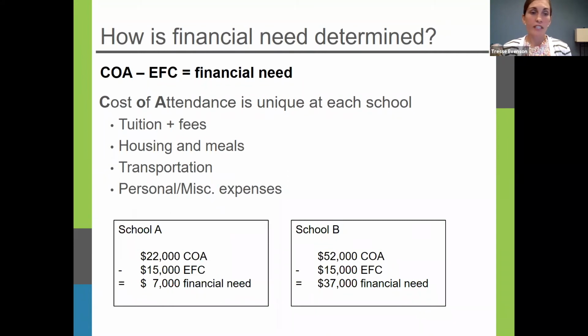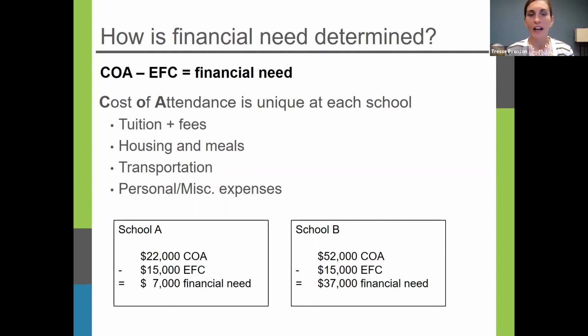Transportation and personal or miscellaneous expenses are usually averages or allowances that a school will calculate that the typical student pays. Transportation is to and from campus for class. It might be transportation to and from campus for breaks and holidays, that type of thing. And then personal miscellaneous expenses can vary quite a bit, but they're those expenses you just incur in day-to-day life. And I'm just noticing that one component of cost of attendance I failed to include is books and supplies. So we've got tuition and fees, books and supplies, housing and meals, transportation, and miscellaneous expenses.